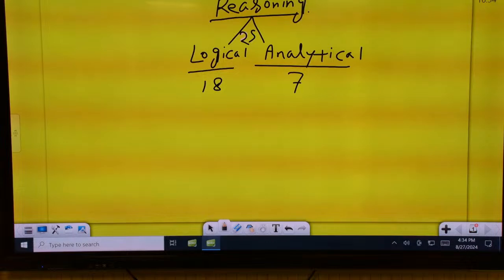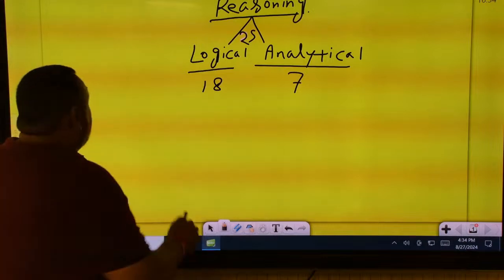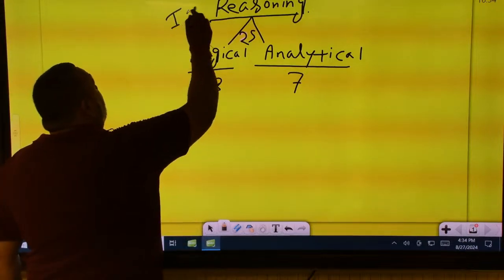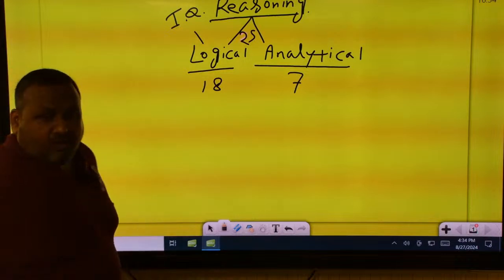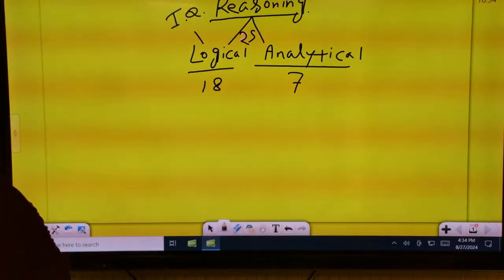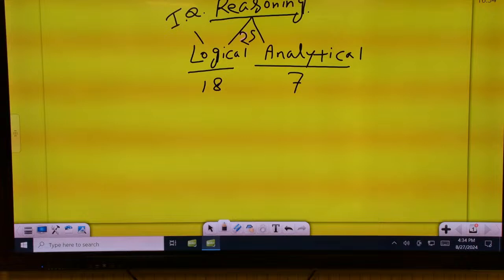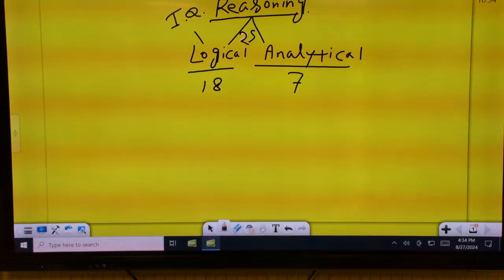When we don't have rules to make the questions. When we don't have rules to make the question, it is called logical reasoning. And when we don't have rules, then we use our IQ. Right? What is the full form of IQ? Full form of IQ. Common sense, right? Intelligent quotient. So 18 questions from logical reasoning.